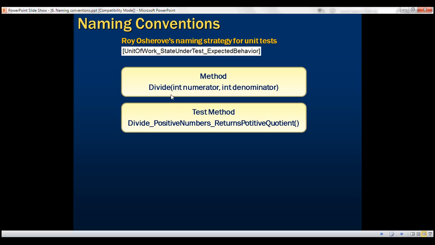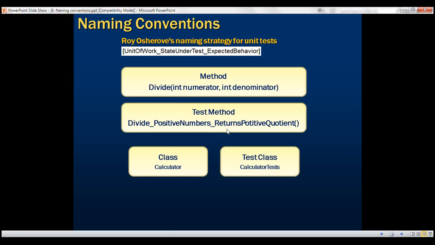So if you have a method like divide, and if you're dividing two positive numbers, you might have a method name like this: divide underscore positive numbers underscore returns positive quotient. Now let's look at the naming strategy for the test class. So the class that contains our divide method is calculator. So the test class is usually calculator tests. So we suffix that word tests to the same class name.